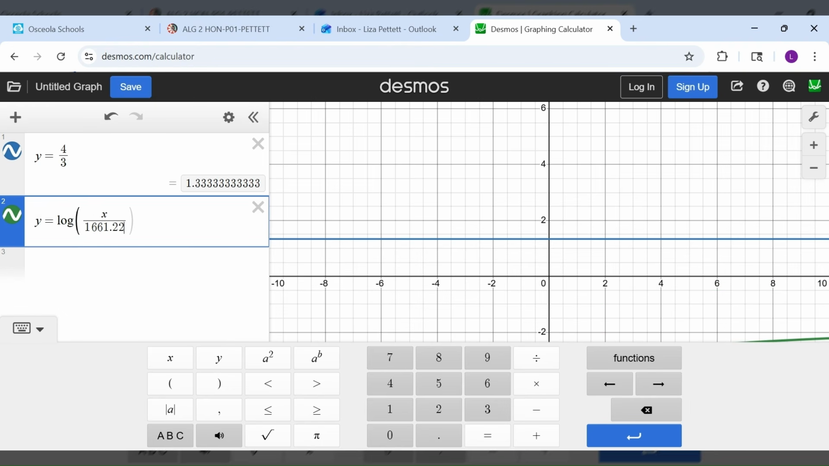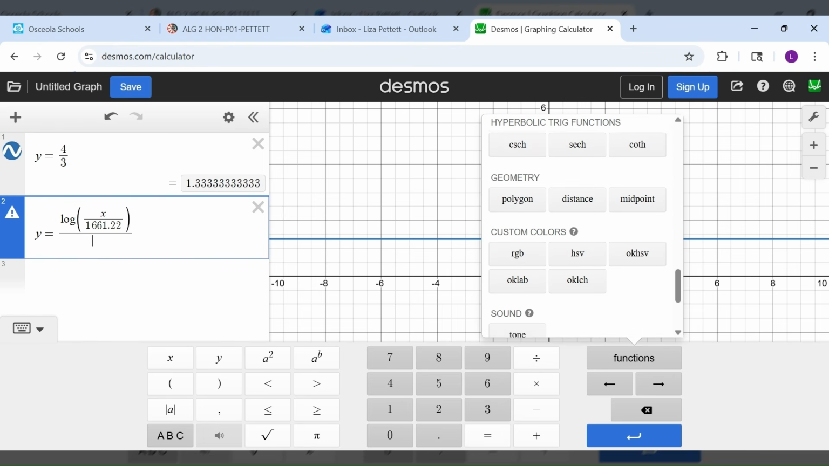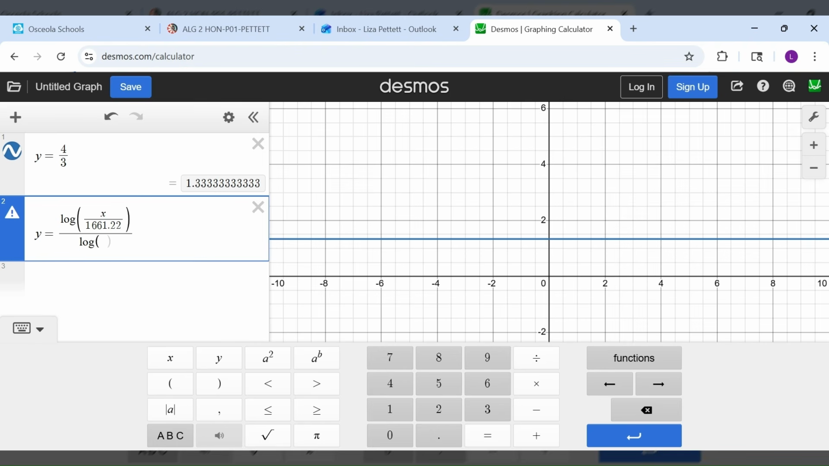Close our parentheses. Then I'm going to hit the divide key because I want to bring on the bottom piece, and I'm going to do log again. I can go down to calculus, or you could also type the word log since we're doing base 10. Then type in our value of 2 inside. So we have our two equations, and we want to find our point of intersection.